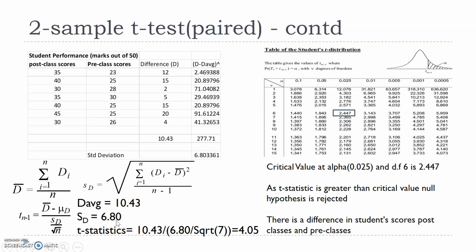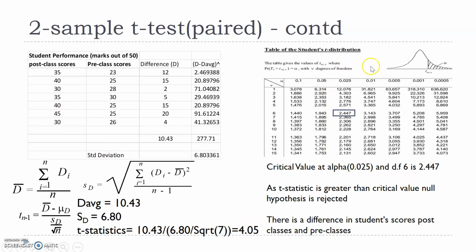But if my objective is to understand whether it is greater than 5 marks, then the observed difference would have been 3 marks or 5 marks, right? In that case I could have subtracted 10.43 minus 5. But in this particular case I just want to understand whether there is a difference in scores, so I'm taking mu d as 0. So 10.43 minus 0 divided by the standard deviation, which I got as 6.80, divided by the square root of n. Like we discussed earlier, n will be 7, not 14. There are 14 data points, but the sample size is still 7. That gives me a test statistic of 4.05.